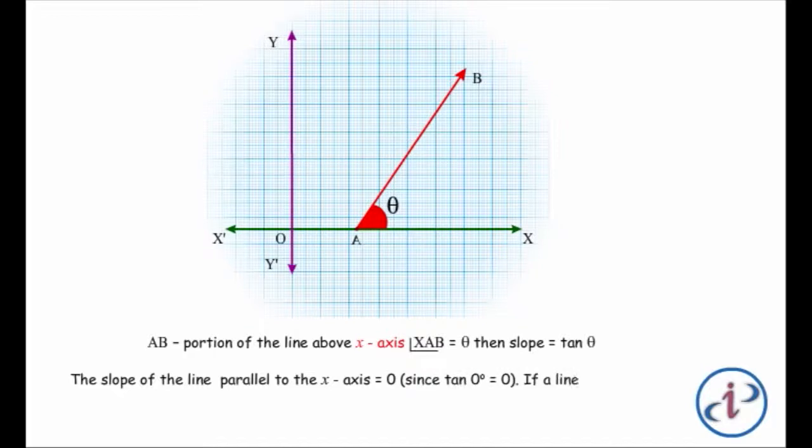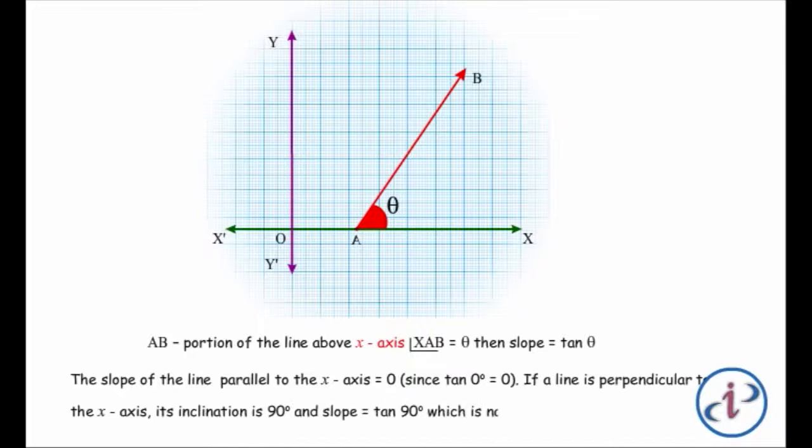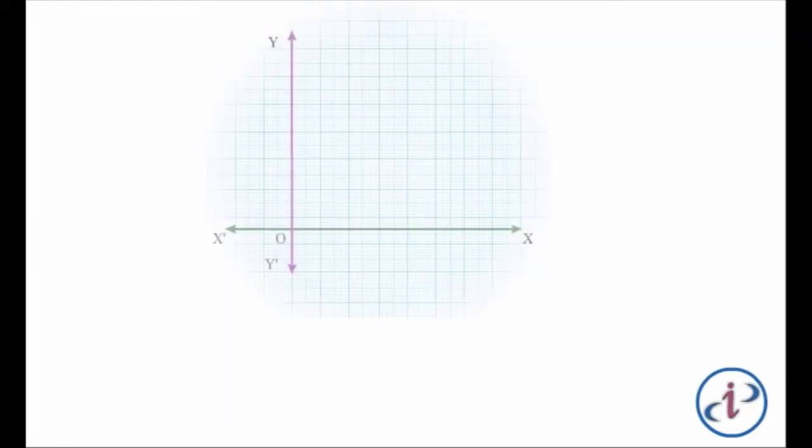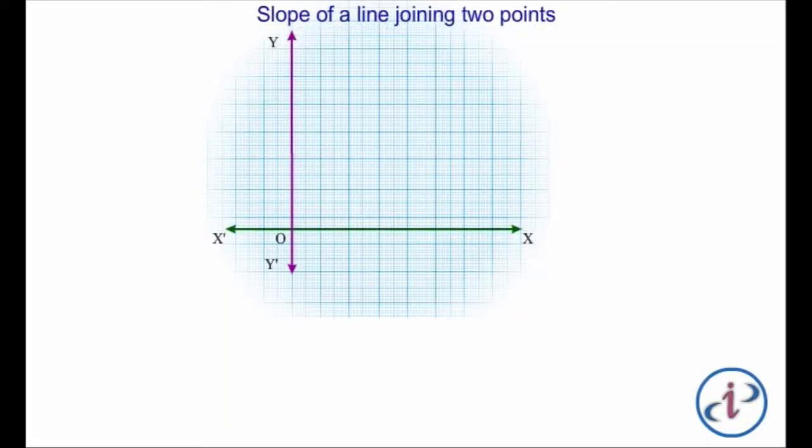In case the line is perpendicular to the x-axis, then its inclination is equal to 90 degrees and the slope will be tan 90 degrees, which is not defined. Let us now determine the slope of a line joining two points. Let A and B be two given points so that the coordinates of A are (x1, y1) and the coordinates of B are (x2, y2).